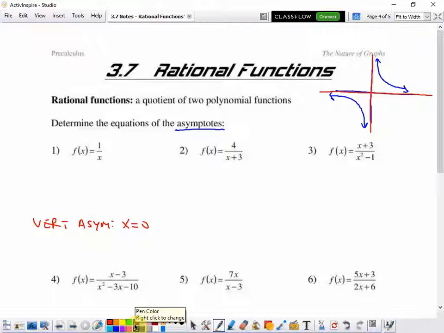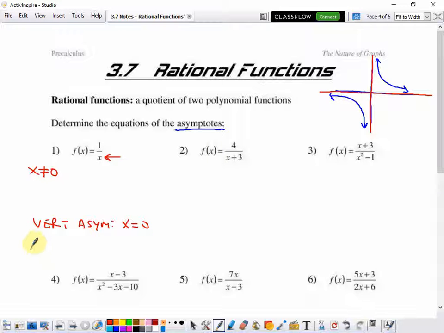Well, why can't the graph ever touch that? Because if I put in a 0 for x, I'll have 1 over 0, and we cannot divide by 0. So x cannot equal 0, therefore this graph will never touch the value x equals 0. So it's got a vertical asymptote at x equals 0.